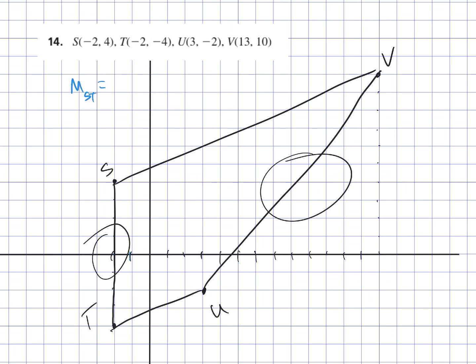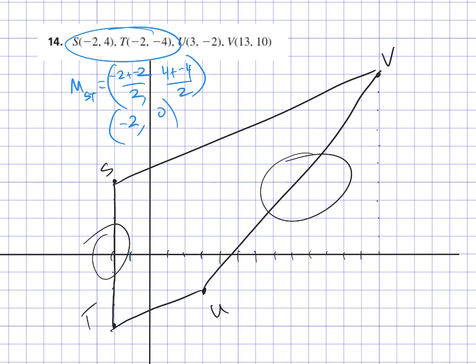ST. S and T: negative 2 plus negative 2 over 2, and 4 plus negative 4 over 2. So negative 4 over 2 is negative 2. 4 plus negative 4 is 0, over 2 is 0. So negative 2, 0 is right there on the x-axis. Now the midpoint of UV: 3 plus 13 over 2, and negative 2 plus 10 over 2. 16 over 2 is 8. Negative 2 plus 10 is 8, over 2 is 4. So 8, 4. There's your mid-segment.